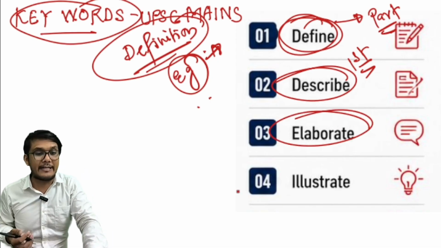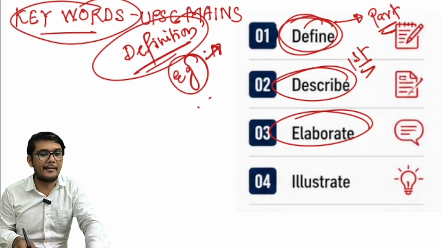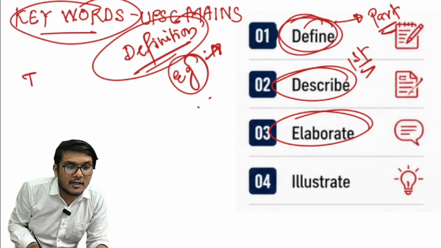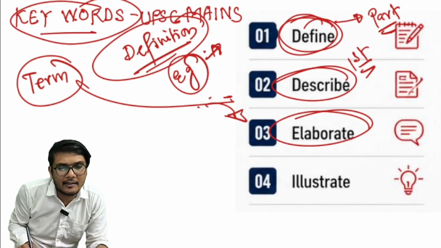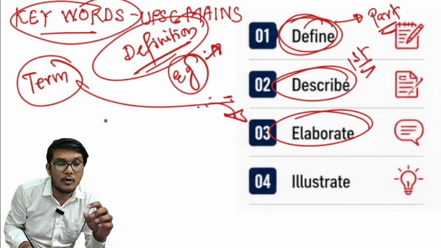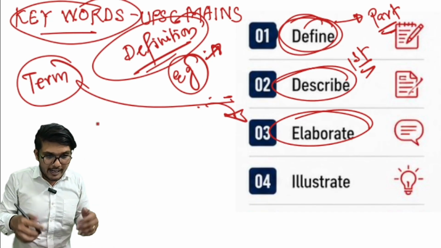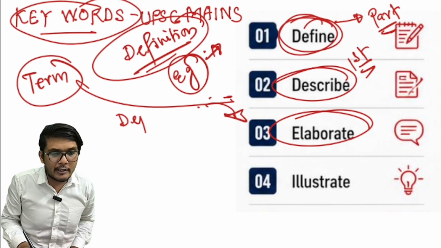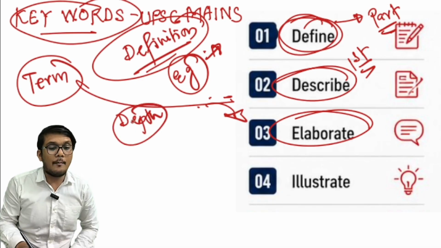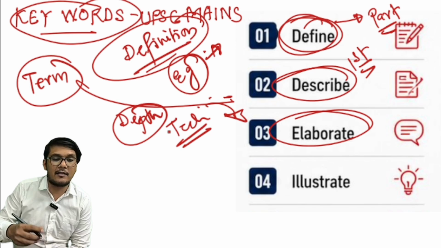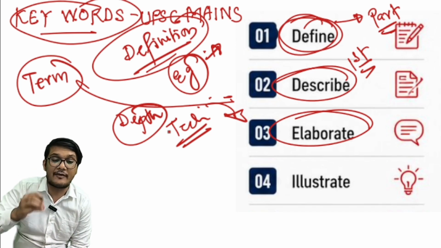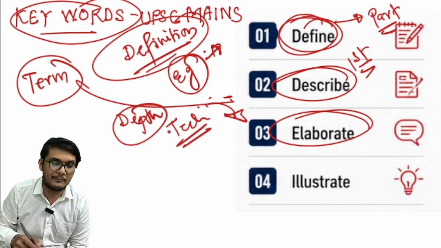Third is elaborate. Now in elaborate, whatever is the term against which they have mentioned the word elaborate, you will have to elaborate on that. You will have to go into a bit of depth. But when you go in depth, don't become too technical. Please make sure you are still writing in a very generic manner, but a bit of depth will be there.